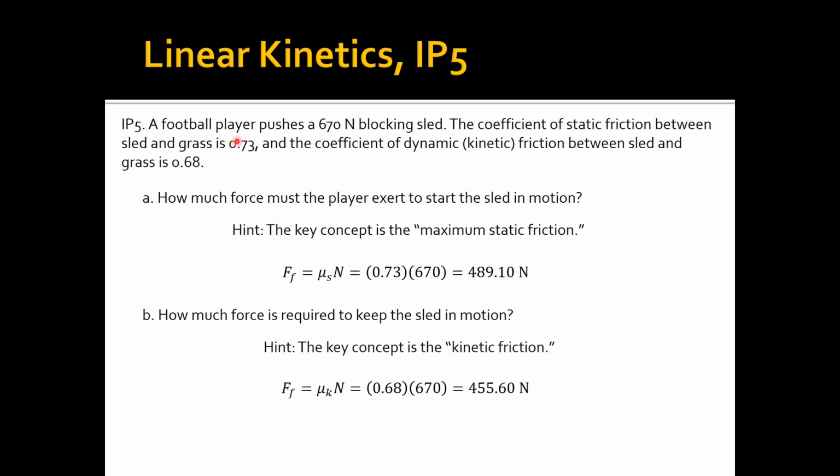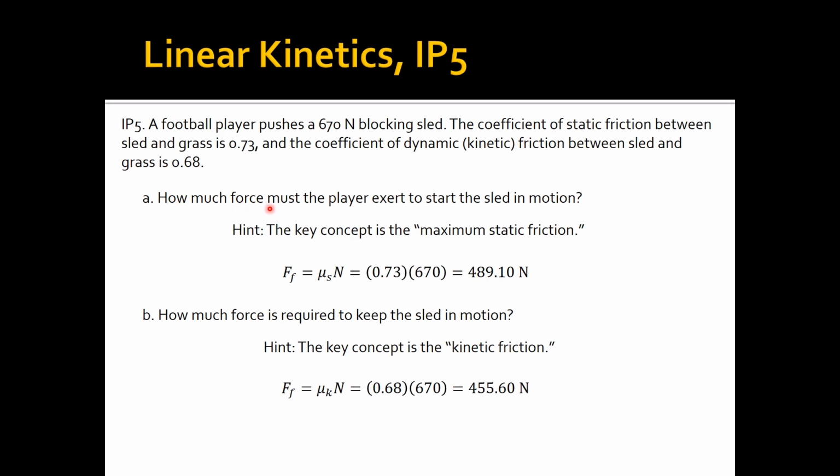There is a football player here. A football player pushes a 670 Newton blocking sled. The coefficient of static friction between the sled and grass is 0.73, and the coefficient of dynamic friction between the sled and grass is 0.68. This is larger than this. And then there are three questions in this IP5.